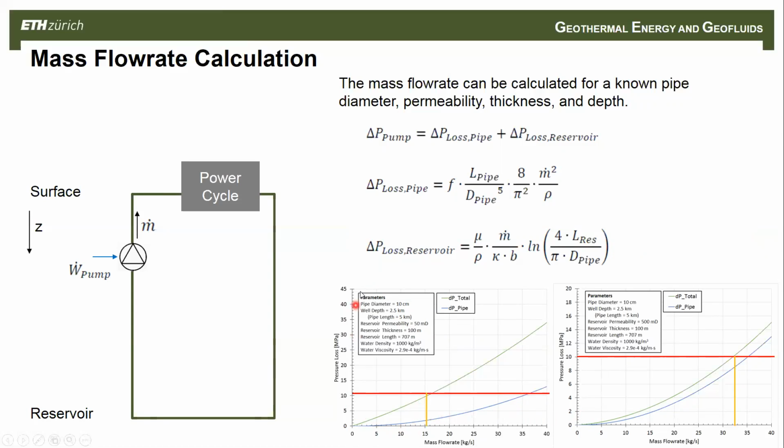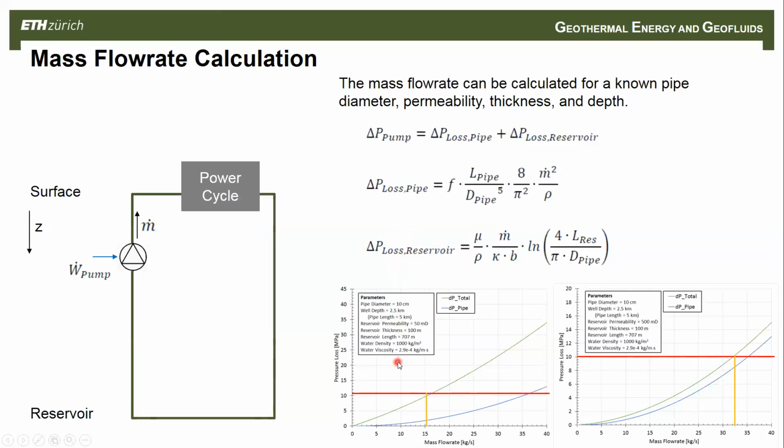So when you plot the pressure, the sum of these two is the total pressure difference. When you plot this versus mass flow rate, it's a second order curve here, right? Because you have the mass flow rate squared. So this is the pressure difference total. The blue line is the pressure difference only from the pipe. So the difference between these two is then the pressure difference from the reservoir.